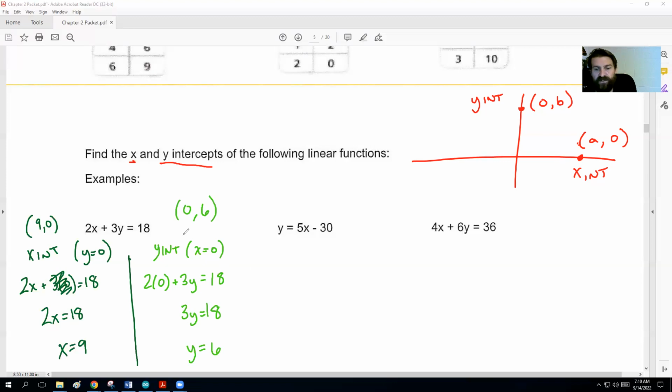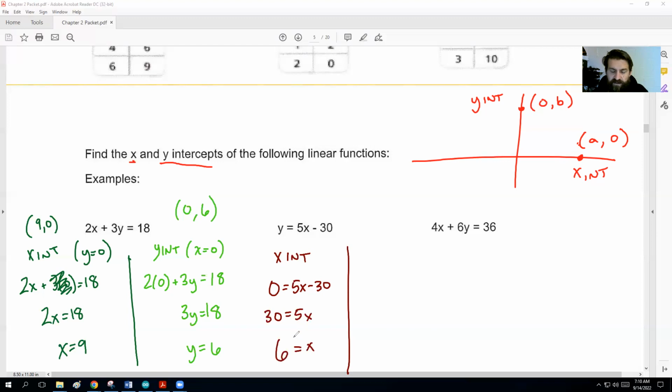If you guys want to pause the video, try the next two on your own, you can. If not, I'm going to walk through them. All right, so let's do the x-intercept here on this one. To make the x-intercept, we're going to make the y equal to 0. All right, now this problem doesn't go away, it just becomes 0. We need to add the 30 over, so we get 30 equals 5x, and then we divide by 5, x would equal 6. So the x-intercept is at 6, 0.